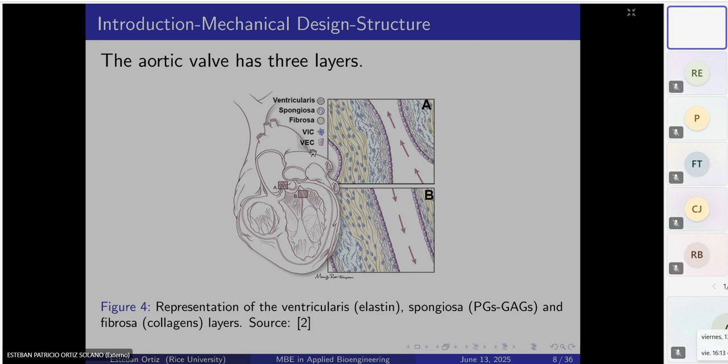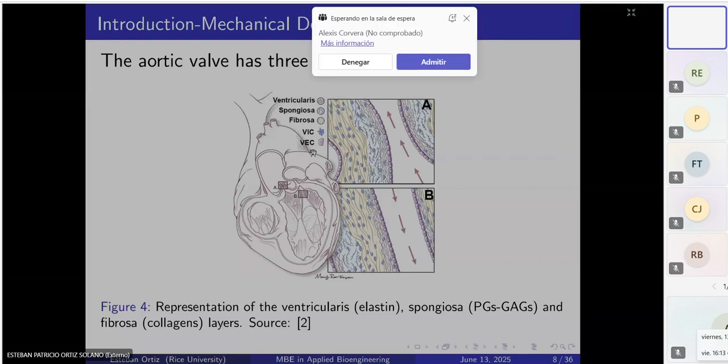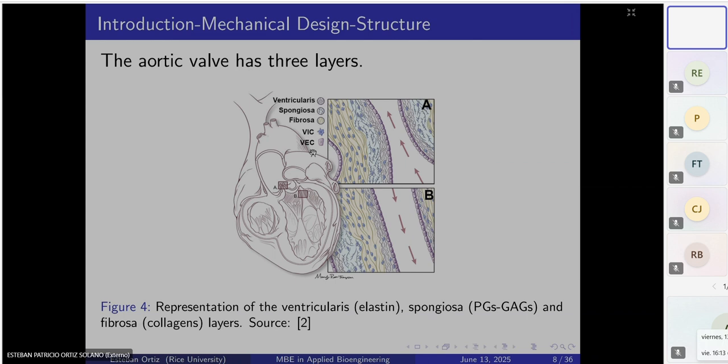The spongiosa has a lot of proteoglycans and glycosaminoglycans. We don't want to be extremely specific about that. These kinds of molecules are extremely useful for damping in the heart and other kinds of tissues. I just want to focus on the ventricularis and the fibrosa. The fibrosa has a lot of collagen. Why is collagen important? Because collagen provides structure, so it is stiffer than the elastin.